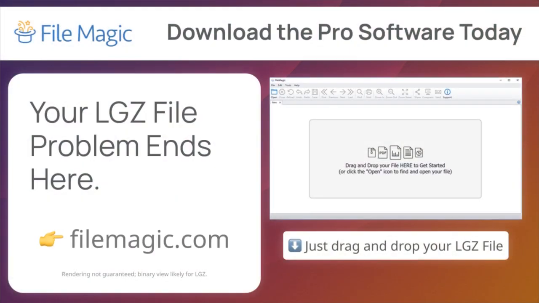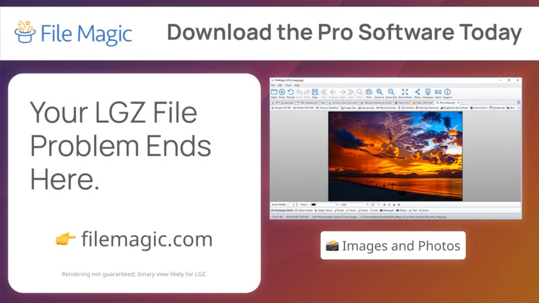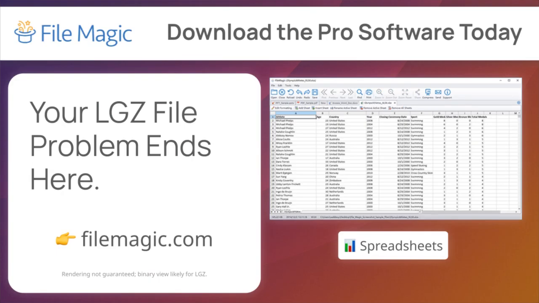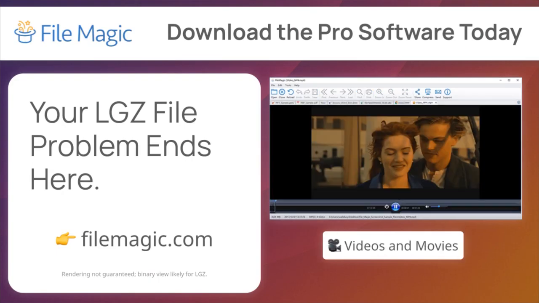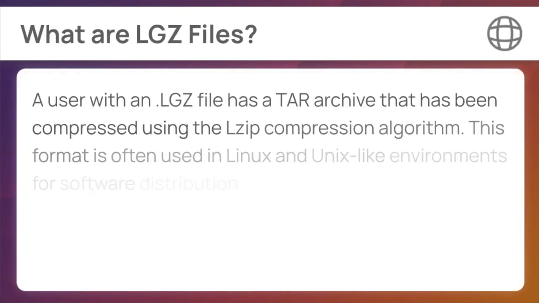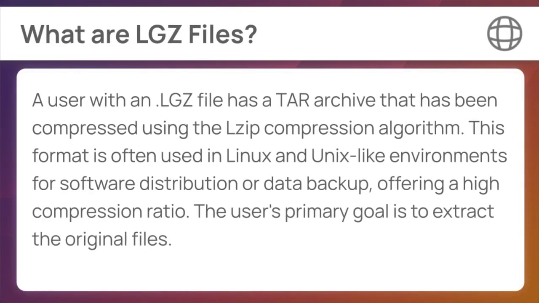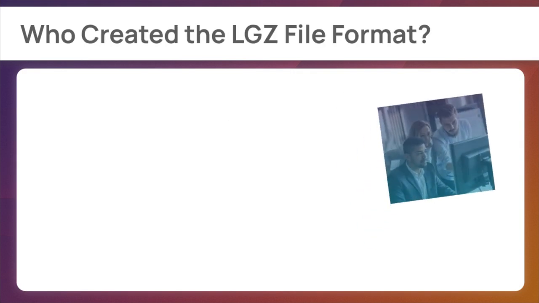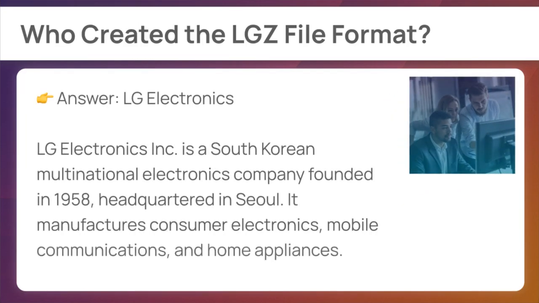Just so you know, the key to the final solution is understanding how to leverage a dedicated, high-value LGZ file inspection utility that offers versatile support for countless formats. A user with an LGZ file has a tar archive that has been compressed using the Lzip compression algorithm. This format is often used in Linux and Unix-like environments for software distribution or data backup, offering a high compression ratio. The user's primary goal is to extract the original files.